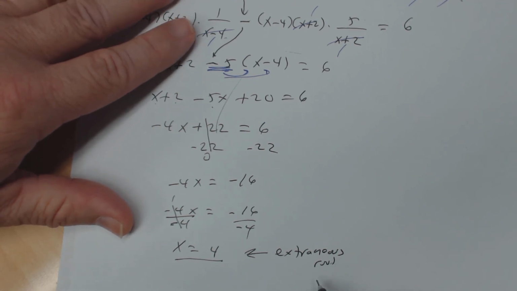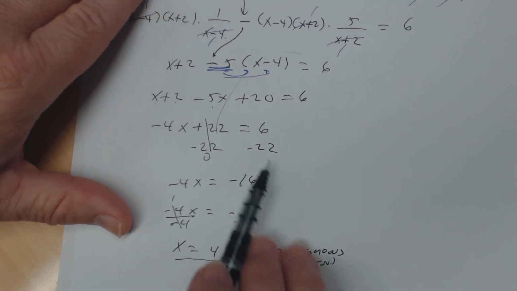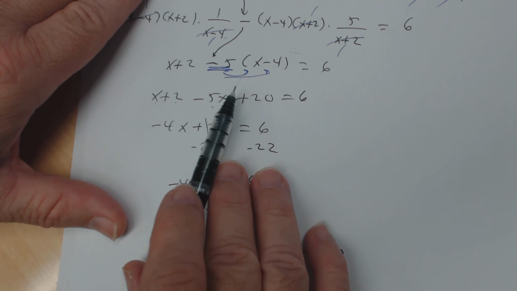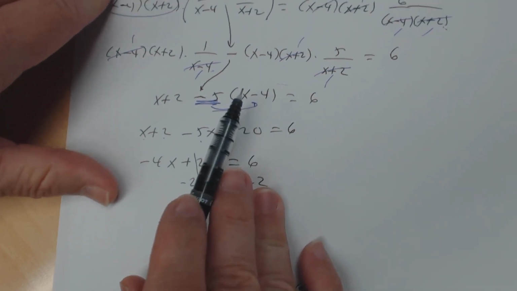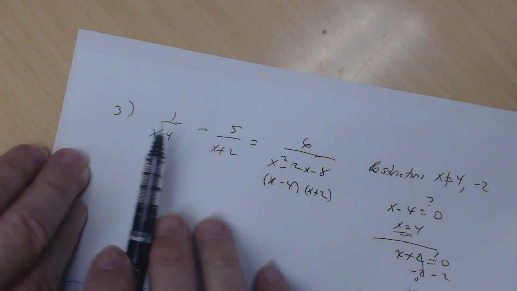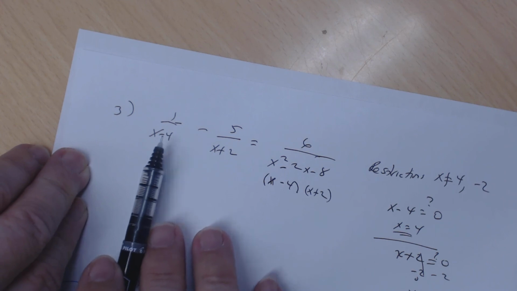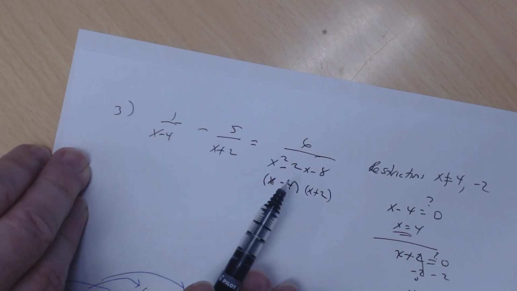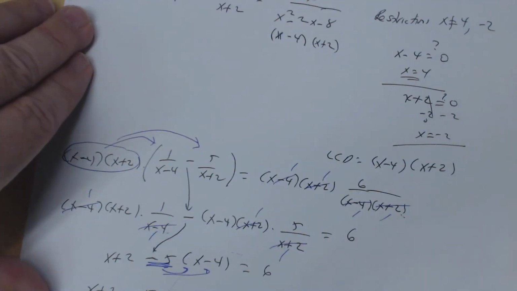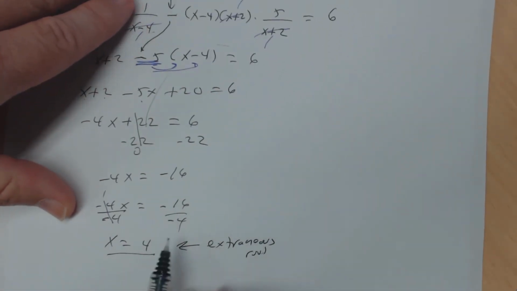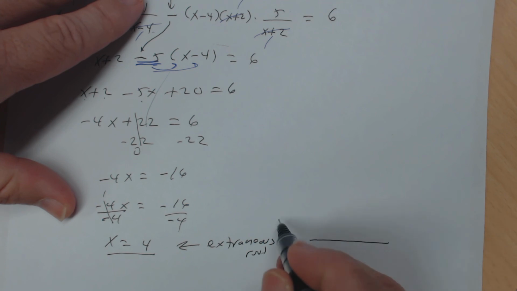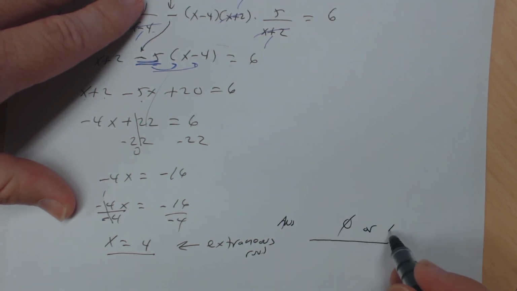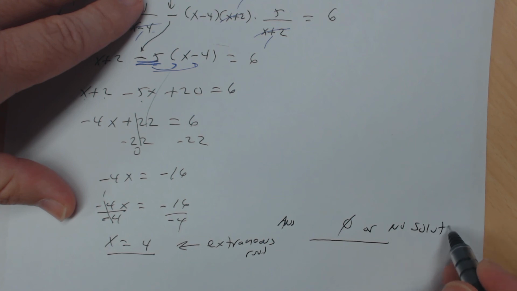Hey, this is an extraneous root, meaning it satisfies this equation here and this equation here, but it doesn't satisfy the original because when I plug in 4 into x, it makes this denominator 0 and this one 0. And I can't divide by 0. So you're going to say no solution. So the answer, you're going to say either the empty set or you can say no solution.